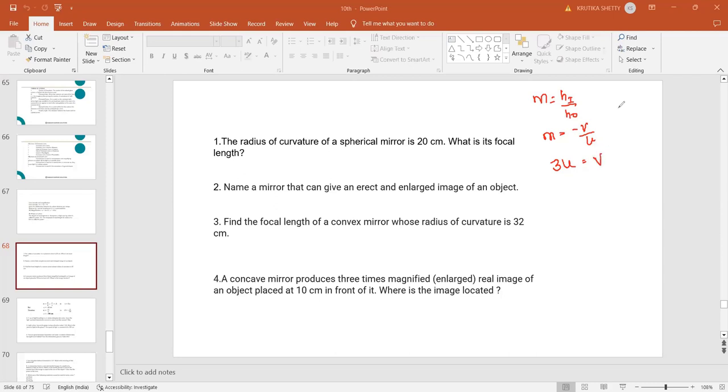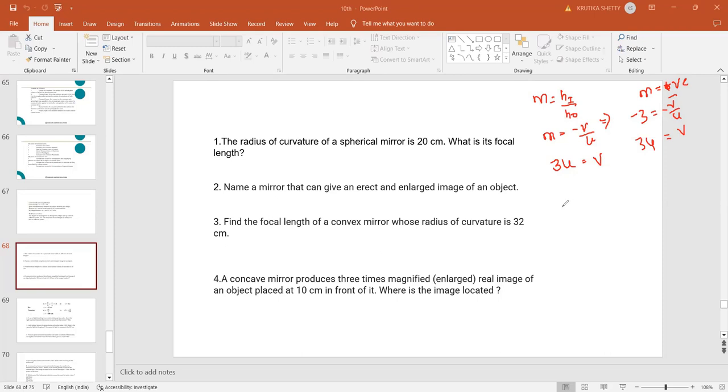So why is it 3u into v? Here the magnification is taken as negative for the concave mirror. So this will be minus 3 is equal to minus v by u, therefore v is equal to 3u.